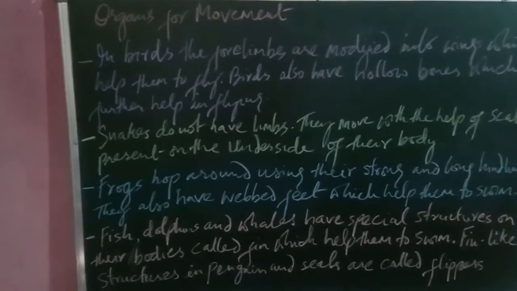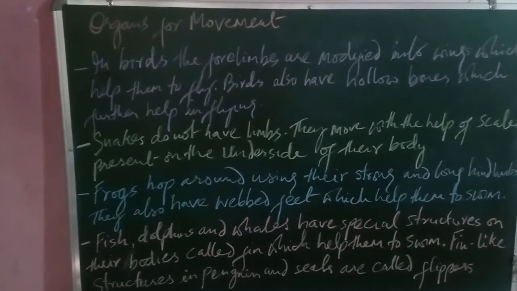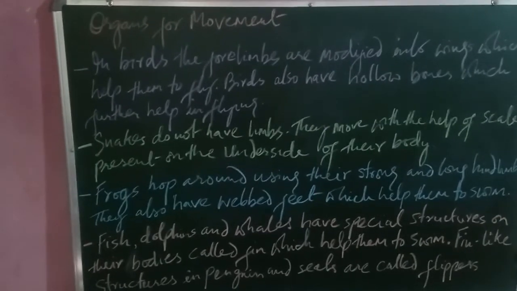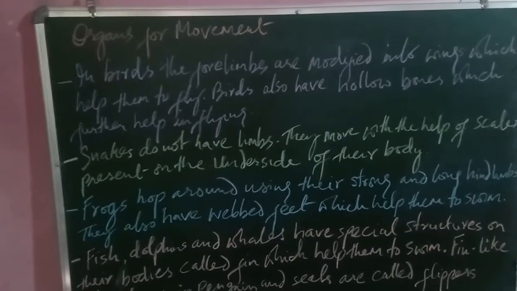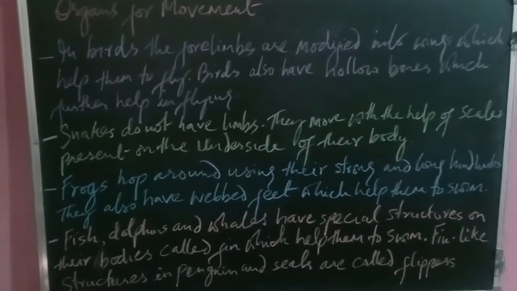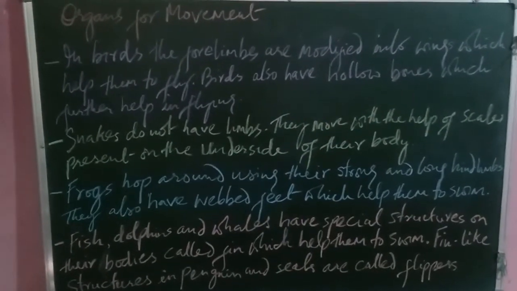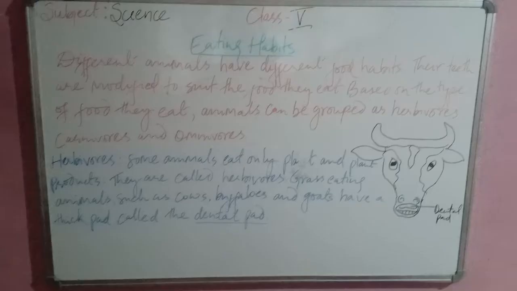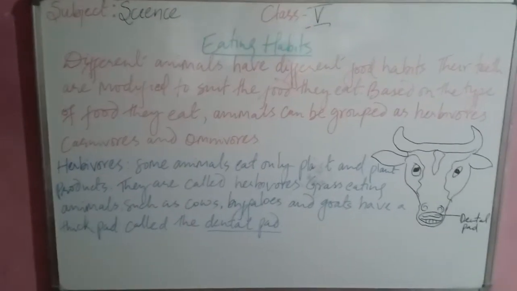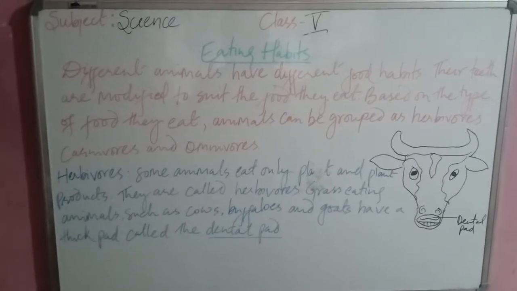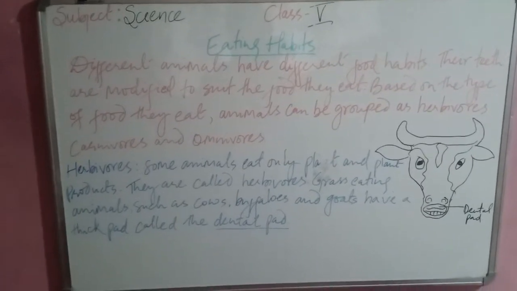Then fish, dolphins, and whales have a special structure on their bodies called fins which help them to swim. The fin-like structures in penguins and seals are called flippers. Okay, so the next topic we have is eating habits. Different animals have different food habits.